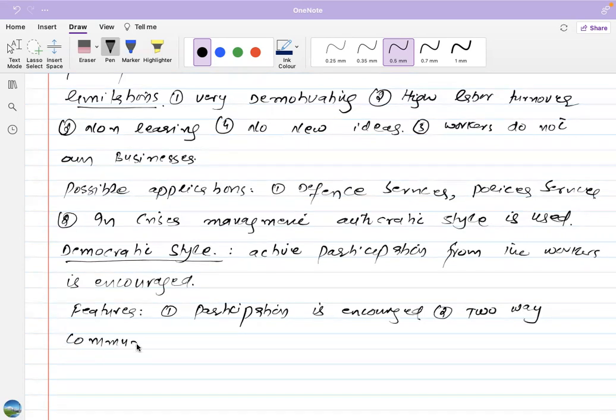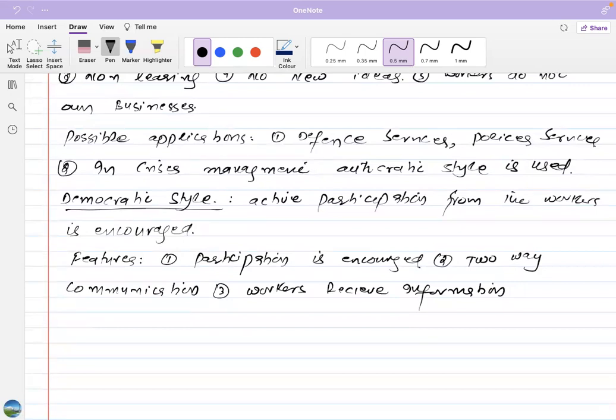The discussions are done, the feedback is given, and workers receive information about the business and the project both. Workers receive information about the project, about the job that they're doing, and about the business too. That's why, if we consider the advantages of the democratic leadership style, they are many in number.